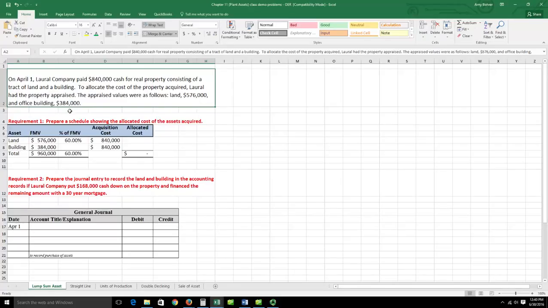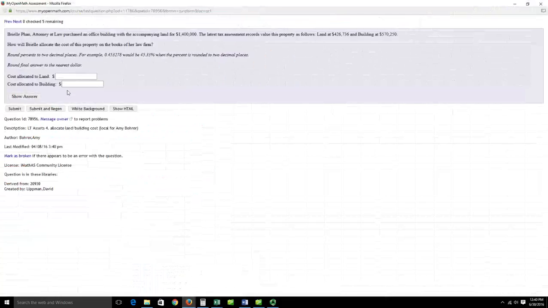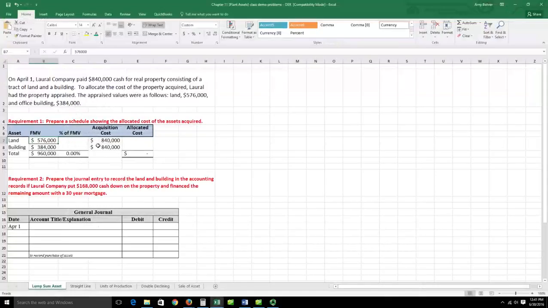So the appraised value for the land ended up being $576,000, and the office building ended up being $384,000. So what you have to do is plug in, and you'll have to do these calculations on a separate piece of paper. As you can see in my math, all you have to do is put in the value that you've come up for the land and the building. So this calculation here, you would be doing on a separate piece of paper. And so what you have to do first is put in the proper fair market value or city tax assessment value for each of the assets.